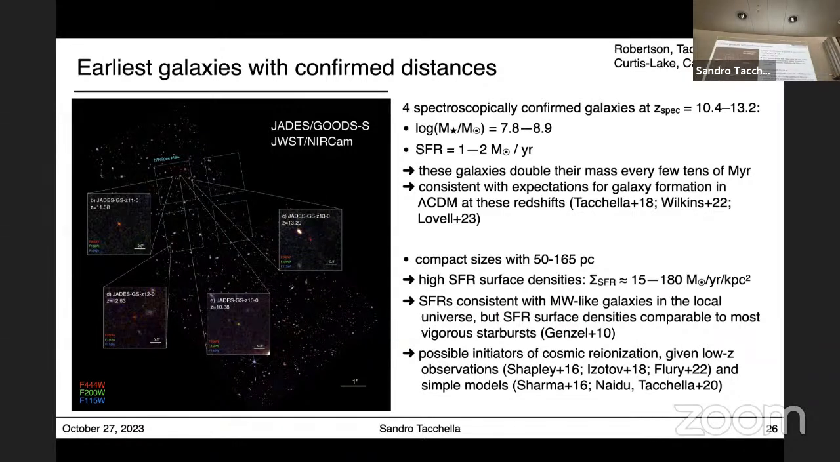So these galaxies, as you can see on the image, are really, really compact. And when we now infer star formation rate surface densities, we see that they are of the order of what we see in local ULIRGs, right? So although the star formation rates themselves are Milky Way-like, they are in a very compact configuration.